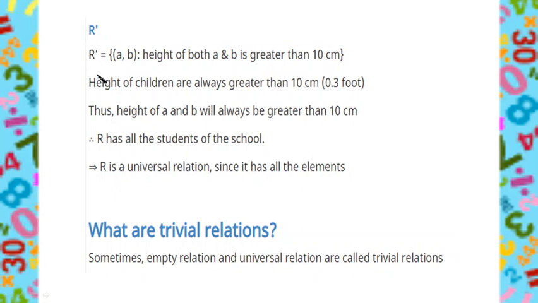Now, the other relation: the height of both a and b is greater than 10 centimeter. The height of children is always greater than 10 centimeter. 10 centimeter is approximately 0.3 foot. So the height of a and b will always be greater than 10 centimeter. It means all the students of the school will come in this relation. So R is a universal relation. And what are trivial relations? Sometimes the empty relation and the universal relation are called trivial relations.